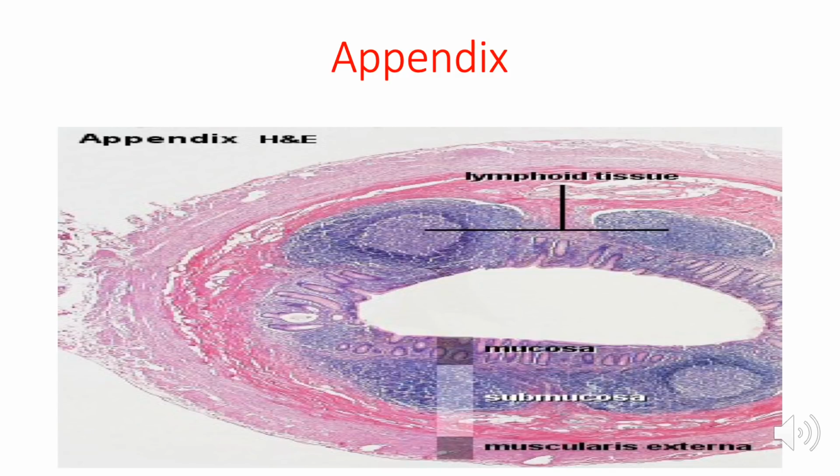This is another picture of the cross-section of the appendix. This is one of the long crypts of Lieberkühn. And then take a look at the area below the pointed crypt of Lieberkühn. Can you appreciate a lymphatic nodule?